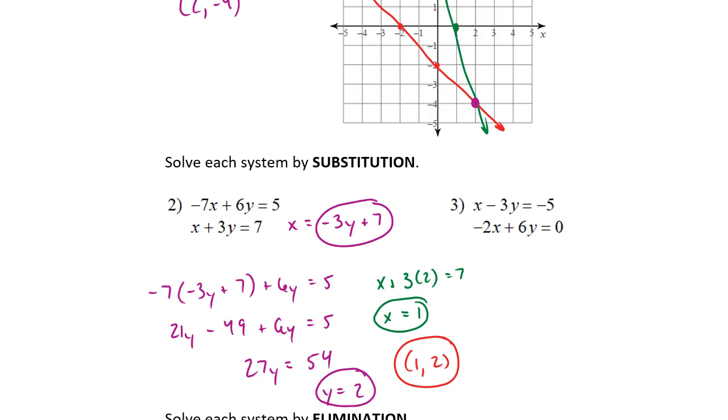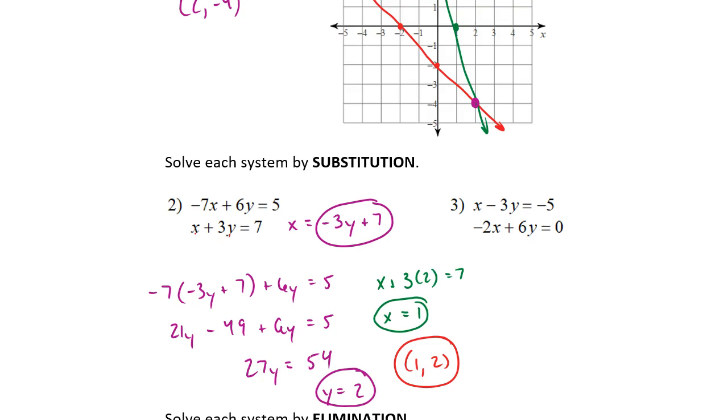And -7 plus 12, sure enough, is 5. If I put 1 in for x and 2 in for y in the second equation, I'd have 3 times 2, which is 6, so 1 plus 6, sure enough, is 7. So that's how you can check your answer. You don't have to do that all the time, but it is a good idea to be in the habit of it. All right, let's look at the next one.